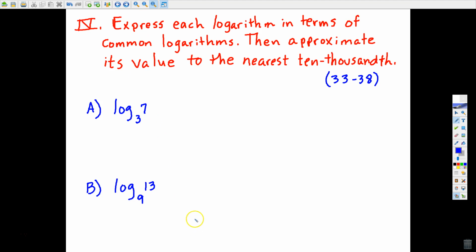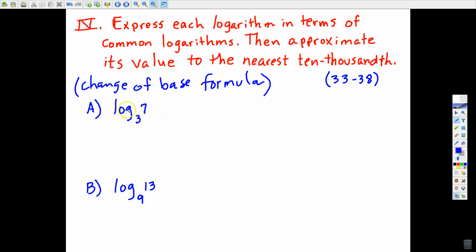Okay, we're almost there. The easy part, you'll run through these real fast. The directions say, this is Roman numeral 3 for you, express each logarithm in terms of common logarithms, then approximate, again, to the nearest 10,000. It's 4 decimal places. This is going to utilize a very important formula in terms of logs. It's called the change of base formula. It's very easy to use. Easy to remember. The change of base formula is what you're going to be applying when you do these problems 33 to 38.